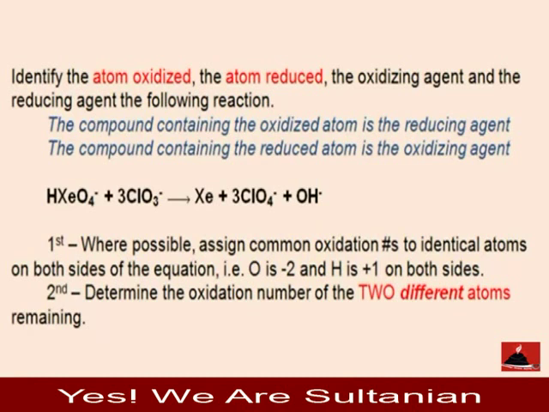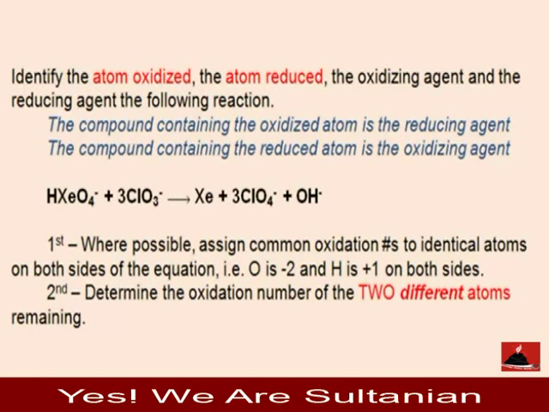Usually oxygen and hydrogen are assigned -2 and +1. Unless there's a peroxide or hydride that reacts, generally you could safely assume that oxygen will be -2 on both sides of the equation and hydrogen will be +1 on both sides of the equation. After all, you're looking for two different atoms, and these atoms have one oxidation number on the left side and a different oxidation number on the right side.